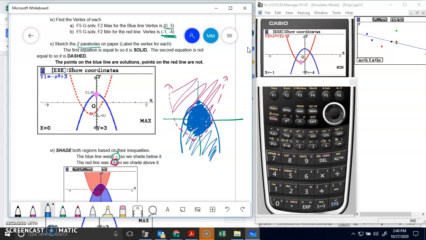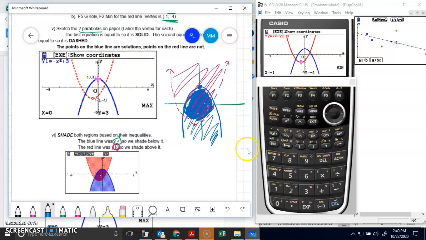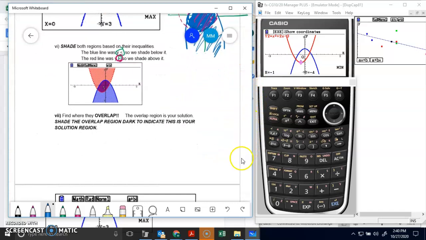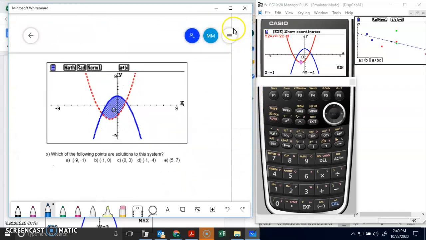So you want to shade that darker if you do shade both. Shade this darker so it's clear that this is the solution region and not the other stuff that's all shaded in. Okay? Ultimately, we would like it to look like this. If you can get it so that you don't have to shade these at all, that would be ideal. We're looking for this as the solution in between those two.